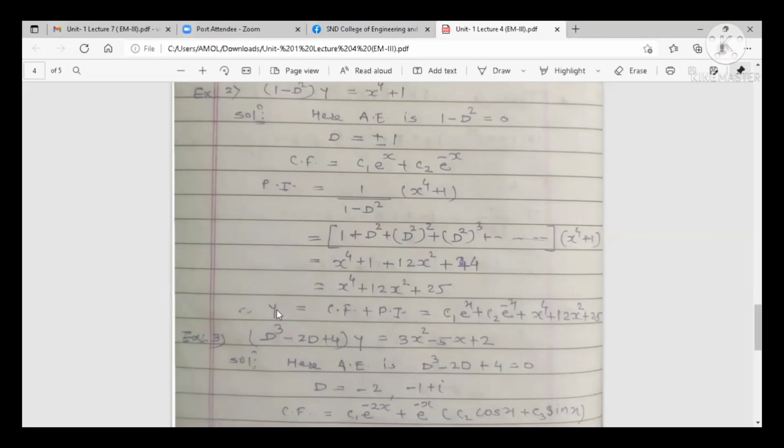And so the general solution is y is equal to CF plus PI. So this is the answer. So this is the type 4 example, and this is one more example. You try to solve this example. Take it as homework. Here case 4 is over.